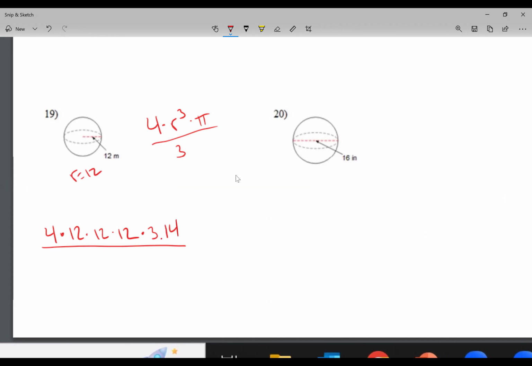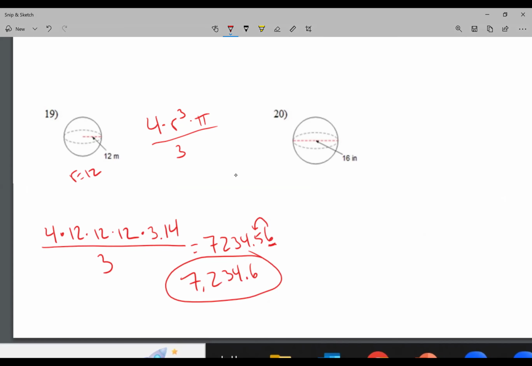So on the top of my fraction, I'm going to have 4 times 12 times 12 times 12, and then times 3.14, and all of this divided by 3. Now I'm gonna use my calculator for this, and it's gonna give me 7,234.56. My second decimal number is big enough, so it's gonna round this to 7,234.6.